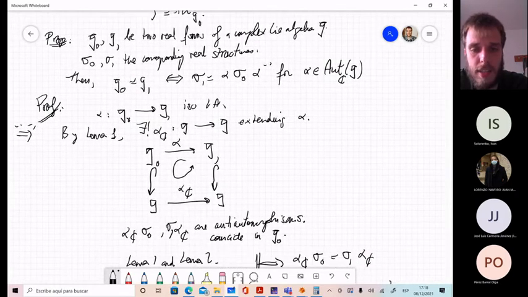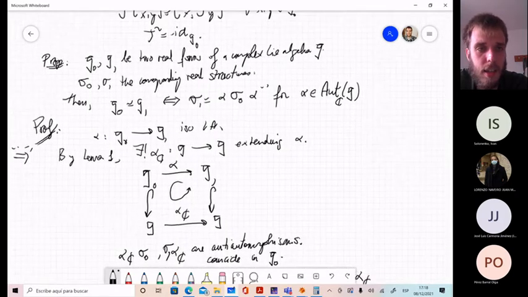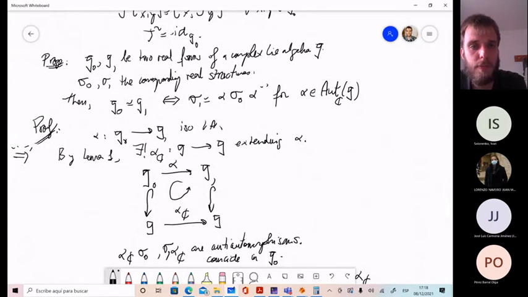And I think that the last proposition that I proved was this one, which says that if you have two real forms of a complex Lie algebra, and you consider the corresponding real structures, then if the real forms are isomorphic as real Lie algebras, it means that the real structures are conjugate by some map of the automorphism group of G.